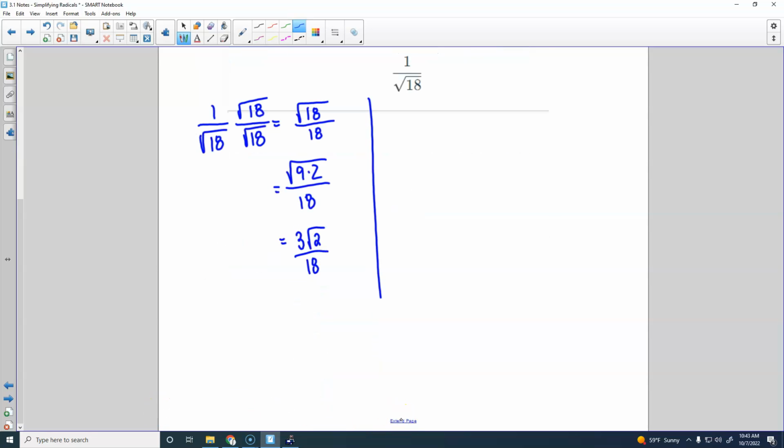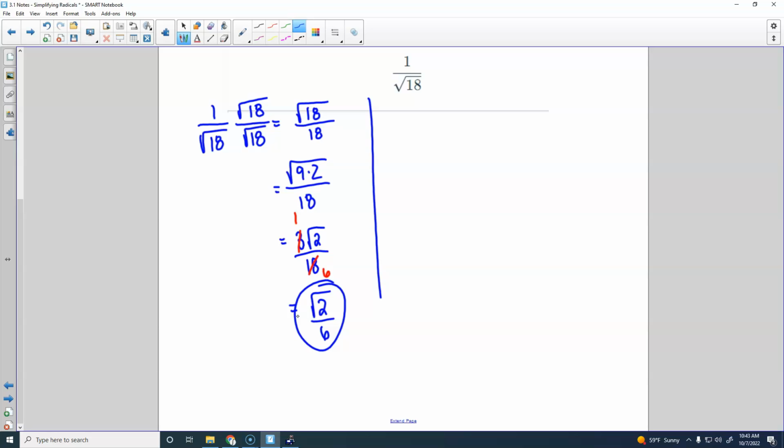Yes. And then the last thing we want to do is 3 and 18. Those reduce. So this would reduce to a 1, and this would reduce to a 6. So you would just have square root of 2 over 6, and that would be your answer. That is one way to do this problem. Let me show you the other way.